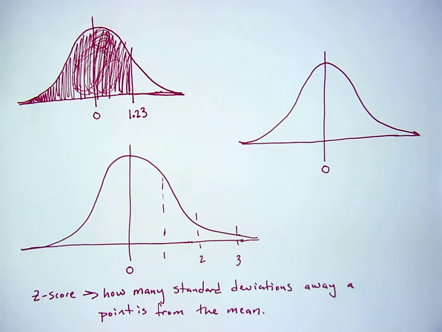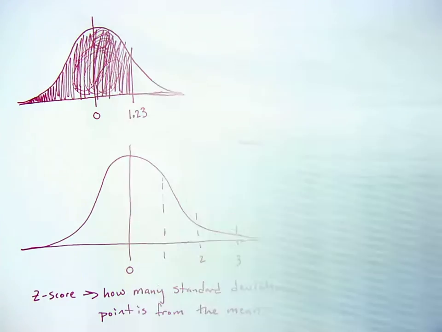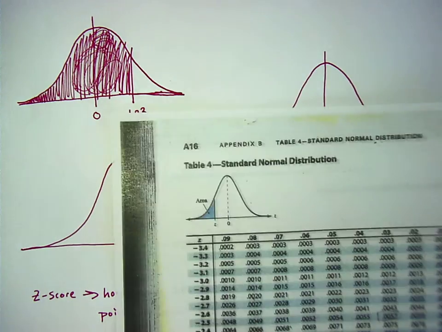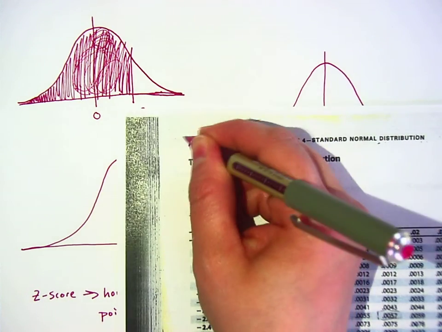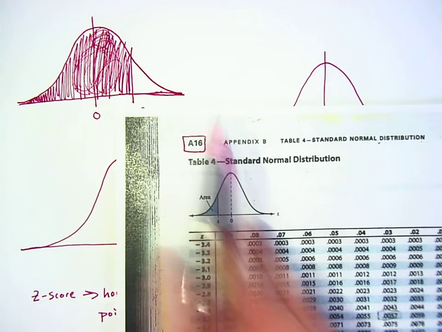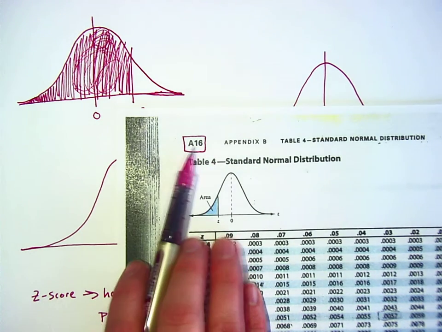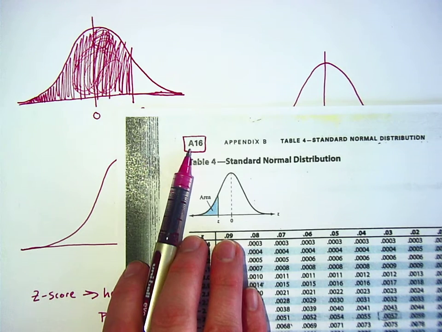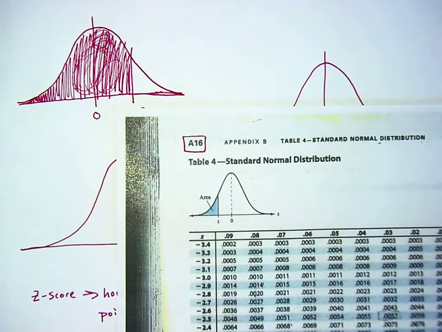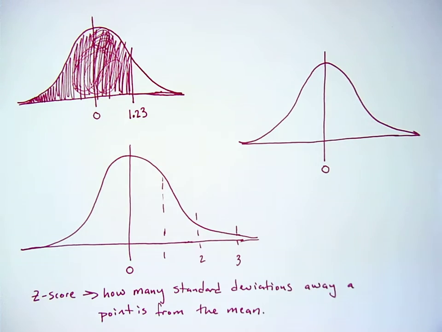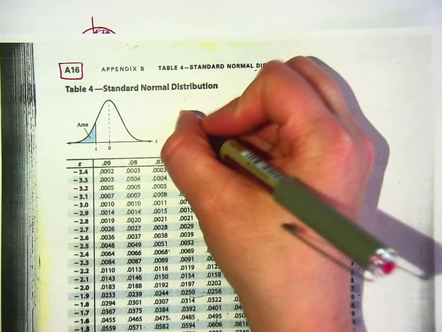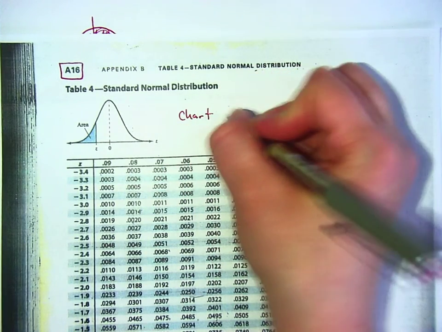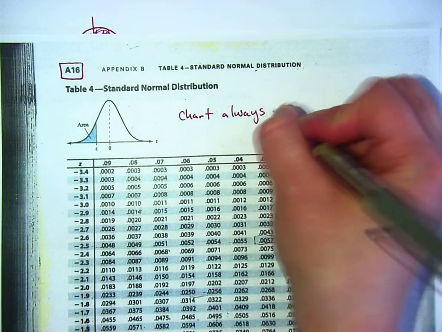But if you're looking to the left of 1.23, you use something called a z-chart, and that's what we have here. This is on A16 and A17 in your book. So actually, that was kind of foolish to have Crystal scan this. If you're at home right now, you can find this on page A16 and A17. It's in the book right in front of you. It's sometimes easier to have a piece of paper instead of opening the book every time. Here's something you need to write on this chart: this chart always reads to the left.